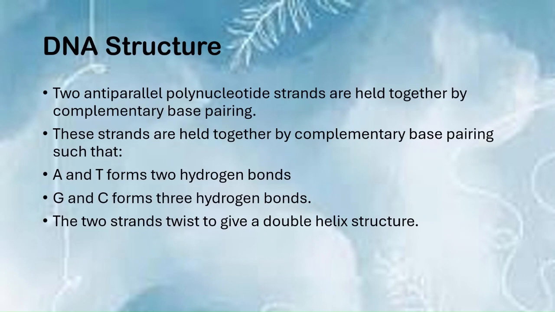So, two antiparallel polynucleotide strands are held together by complementary base pairing. These strands are held together by complementary base pairing such that A and T form 2 hydrogen bonds and G and C form 3 hydrogen bonds. The two strands twist to give a double helix structure.